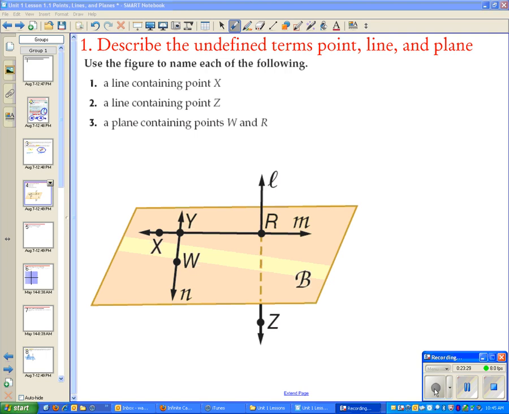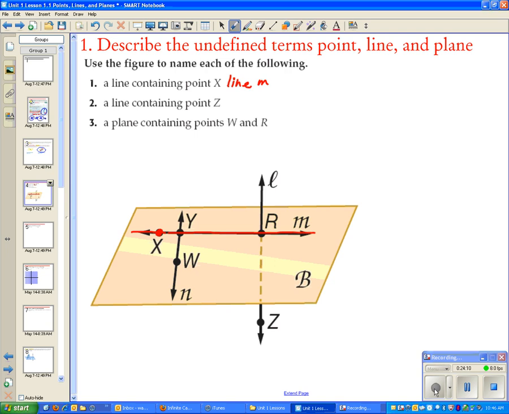All right, we're supposed to name a line containing point X. Would that be line M? Excellent. So you find point X, it's right here, line M, right? Because we're talking about this line right here. Now, that's not the only correct answer. That's the only line, but that's not the only name for that line, is it? And all I need is one correct answer, unless they tell you list 5 or list 3 or list all. Sometimes I'll say name all. But if they don't, one's okay.